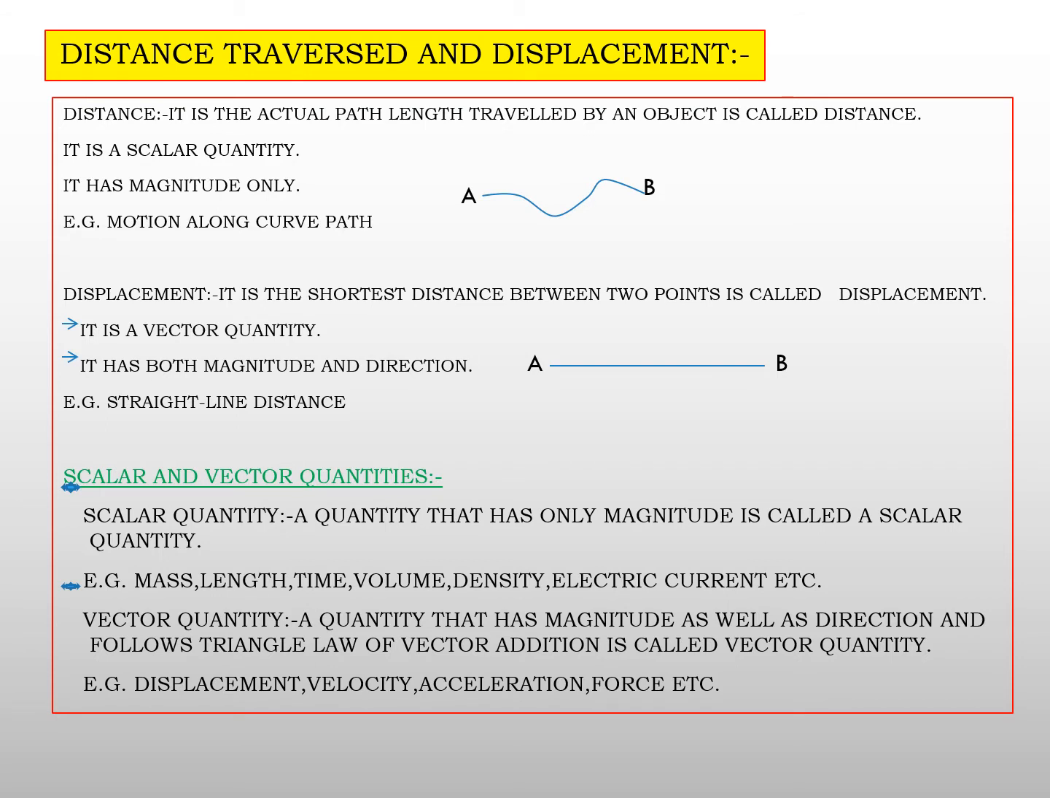Now, vector quantity. A quantity that has magnitude as well as direction and follows the triangle law of vector addition is called a vector quantity. Some examples are displacement, because if any object displaces, it has a certain direction and displaces in that particular direction. Velocity, velocity is equal to displacement by time, and since displacement is a vector, it is also a vector. Acceleration is also a vector quantity. Force, that is, we give force to some object in a particular direction, so it is also a vector quantity.